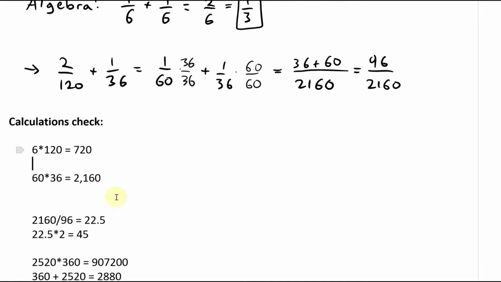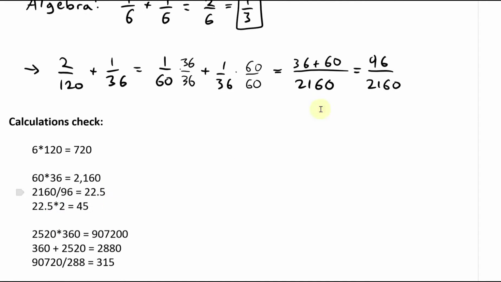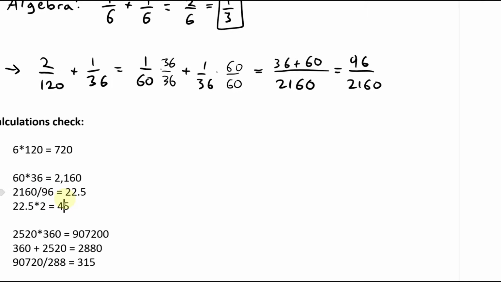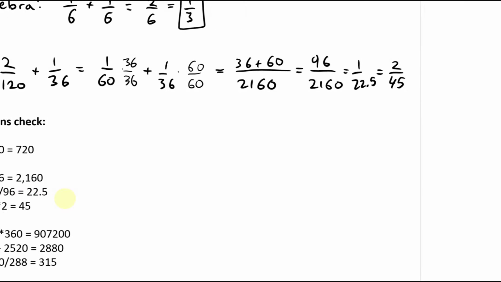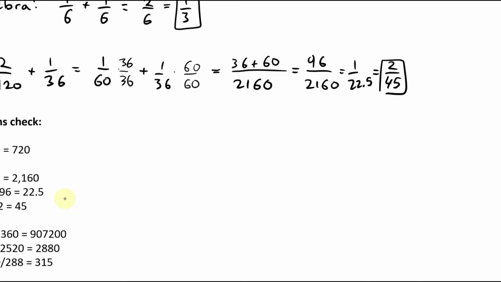And I'm going to put this separate. So that next one's going to be like that. So now what we can do here, 2160 divided by 96 equals 22.5. Which is just a fraction like that, or a decimal place. But now if you multiply that by 2 is 45. What that means is, this just means equals 1 over 22.5, which equals 2 over 45. So we simplified it over to this and circle that. Like that.